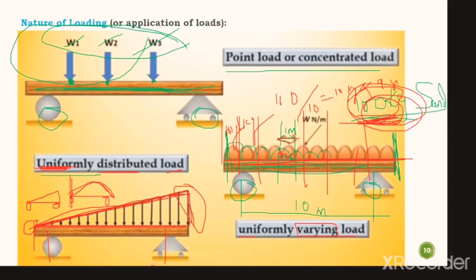Okay, so it started with a minimum value, reached a maximum value at the midsection, and ended with a minimum value here. This is also a uniformly varying load.